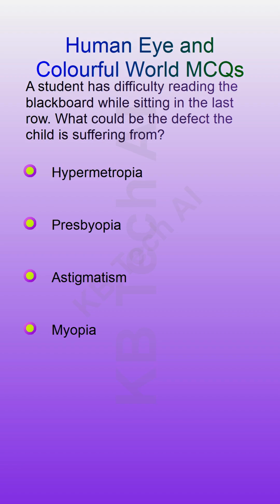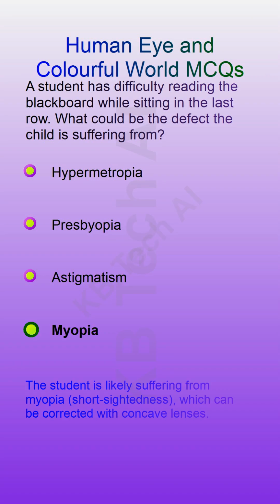A student has difficulty reading the blackboard while sitting in the last row. What could be the defect the child is suffering from? Option 1, hypermetropia. Option 2, presbyopia. Option 3, astigmatism. Option 4, myopia. The answer is Option 4, myopia.